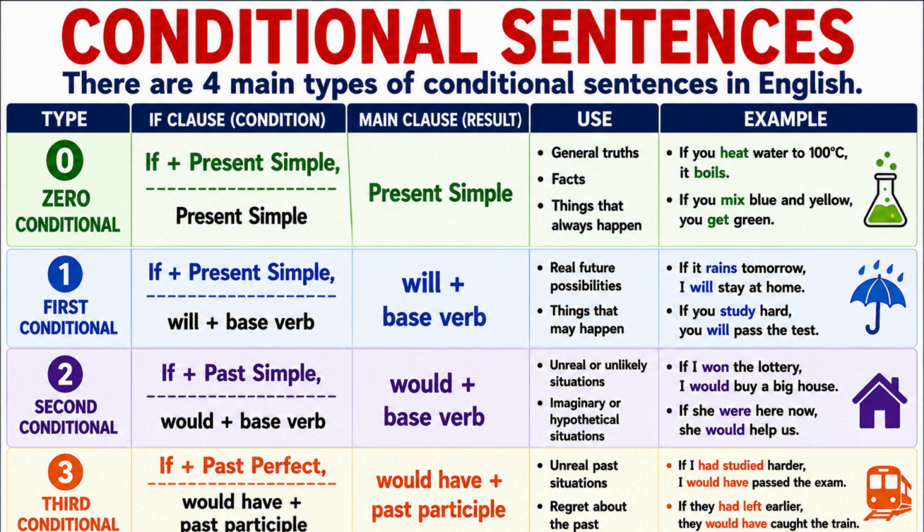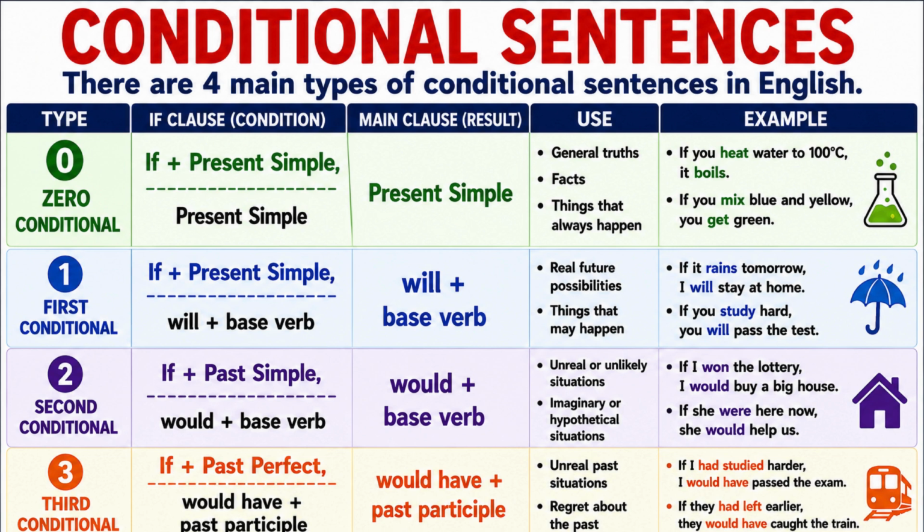Negative. If plus subject plus do not plus base verb, subject plus will not plus base verb. Examples: If you don't hurry, you won't catch the bus. If she doesn't study, she won't pass the test. Questions. Will plus subject plus base verb plus if plus present simple? Examples: Will you come if I invite you? Will she help us if we ask? Will they travel if they have enough money?